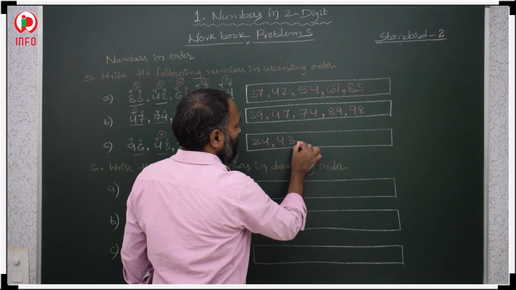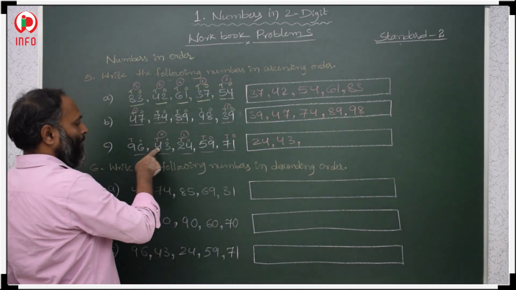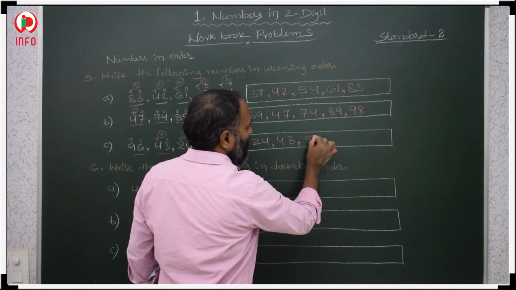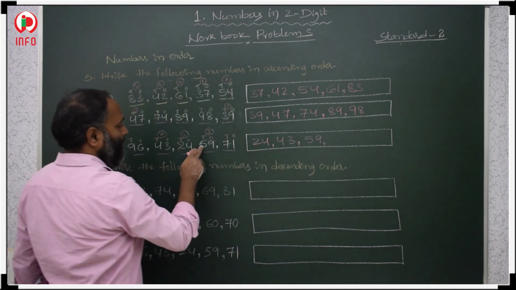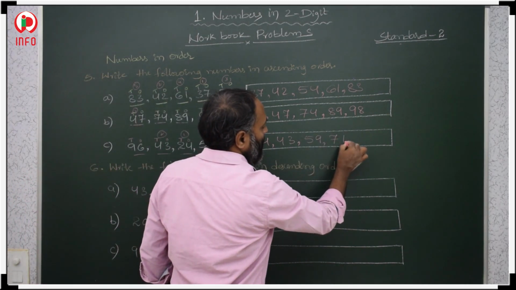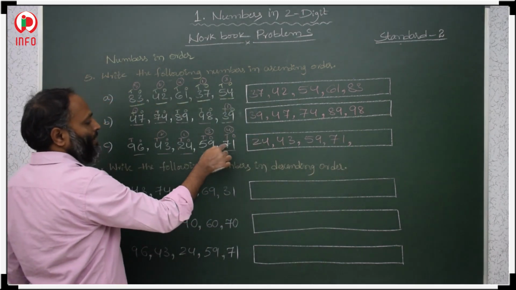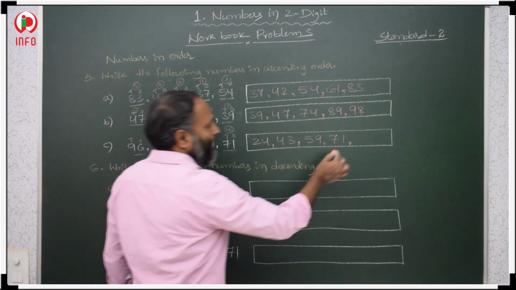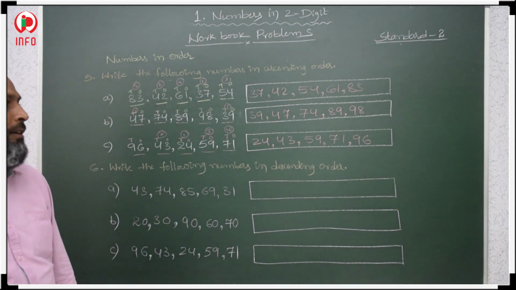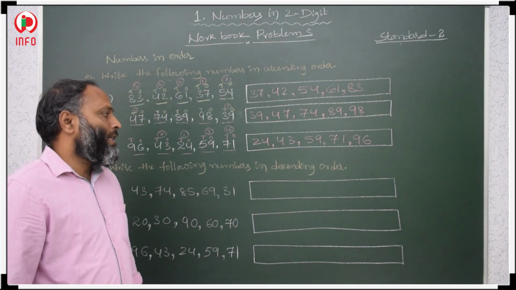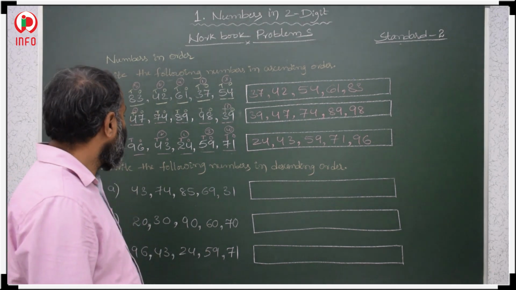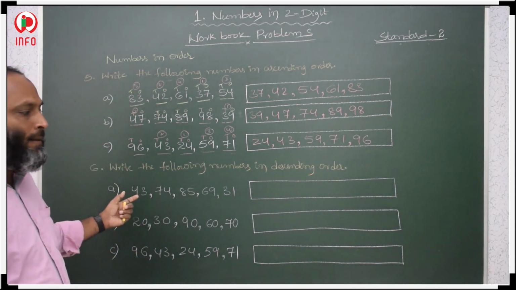Then after 2, 4 will come in second place, that is 43. After 4, 5 will come, that is 59. After 5, 7 will come, that is 75. Then after 7, 9 will come, that is 96. In this order we have to arrange in ascending order, increasing order. The next, sixth question.